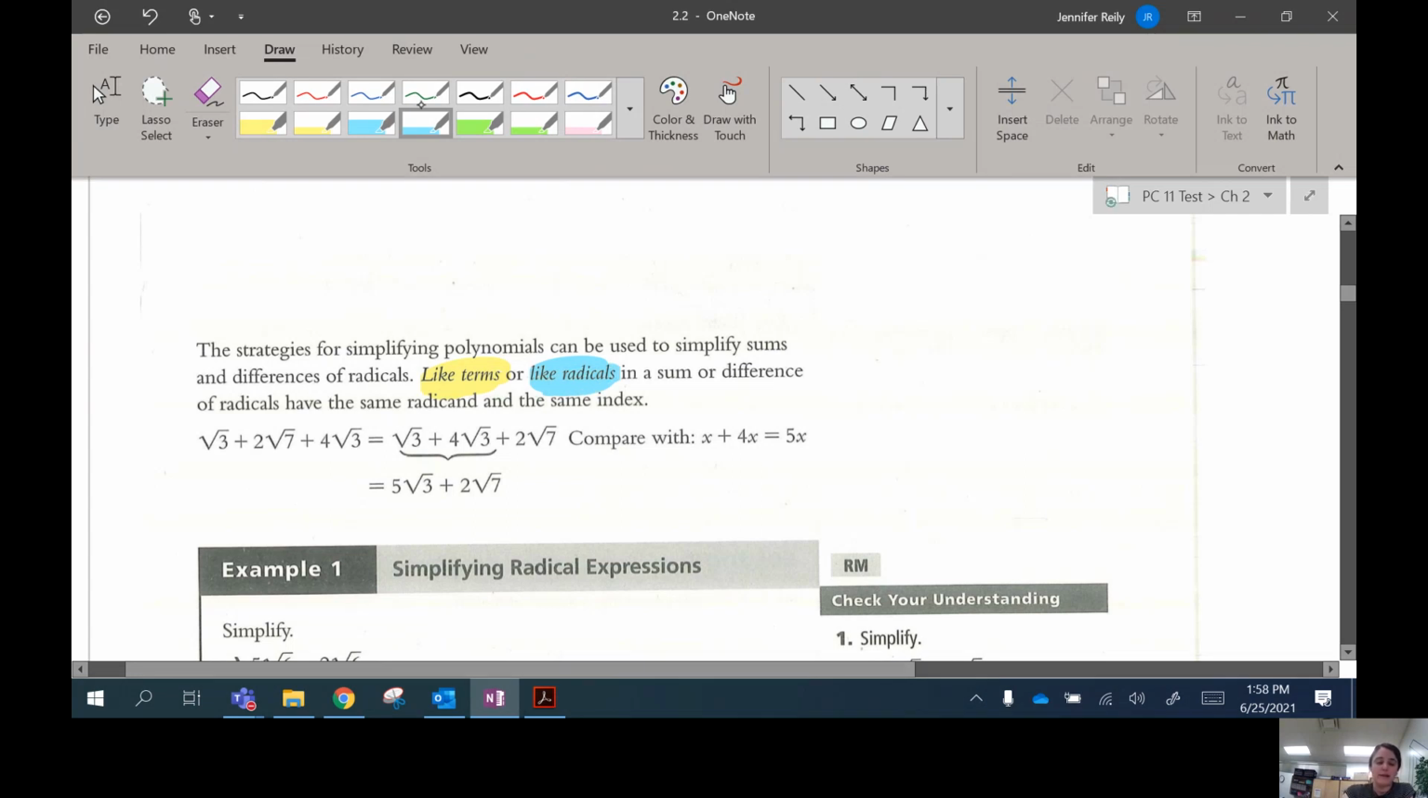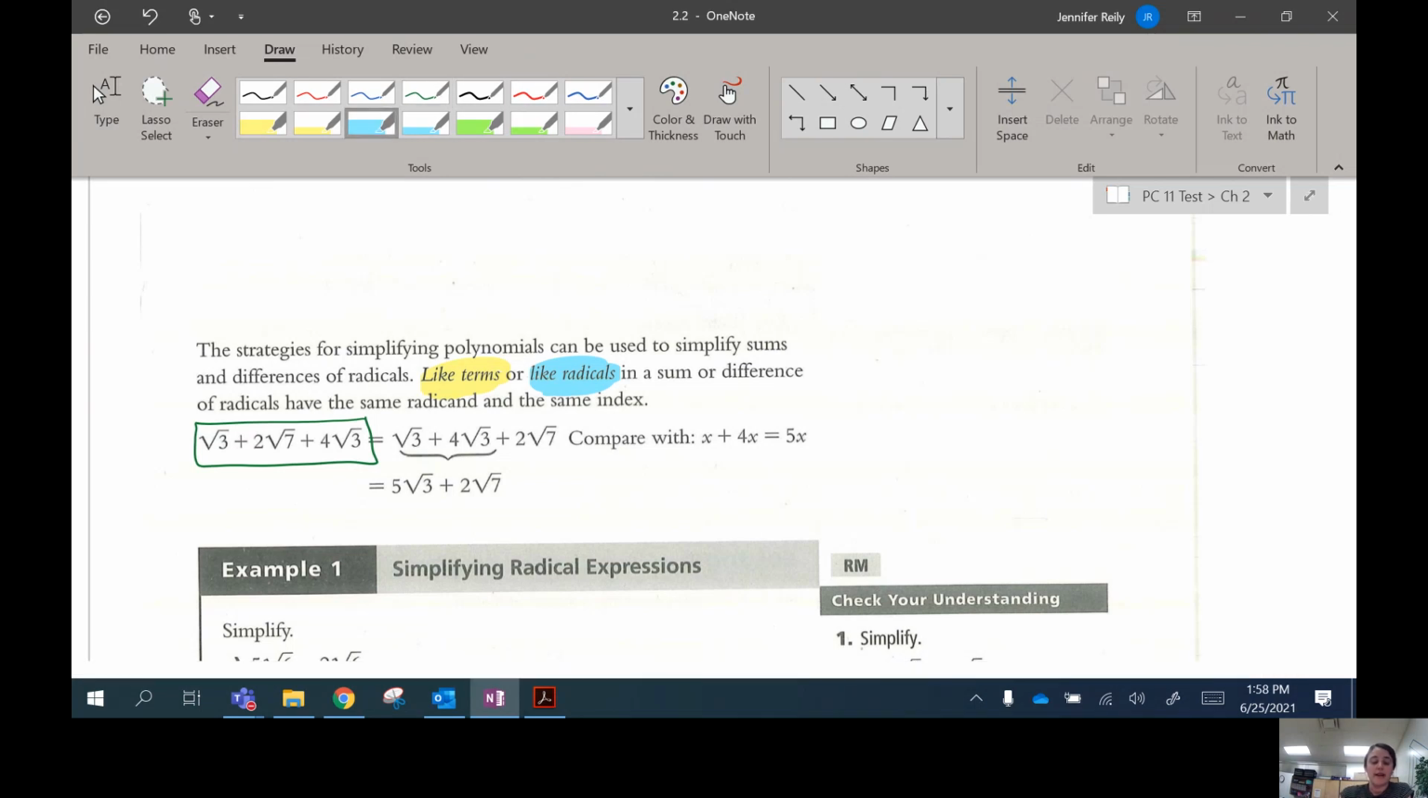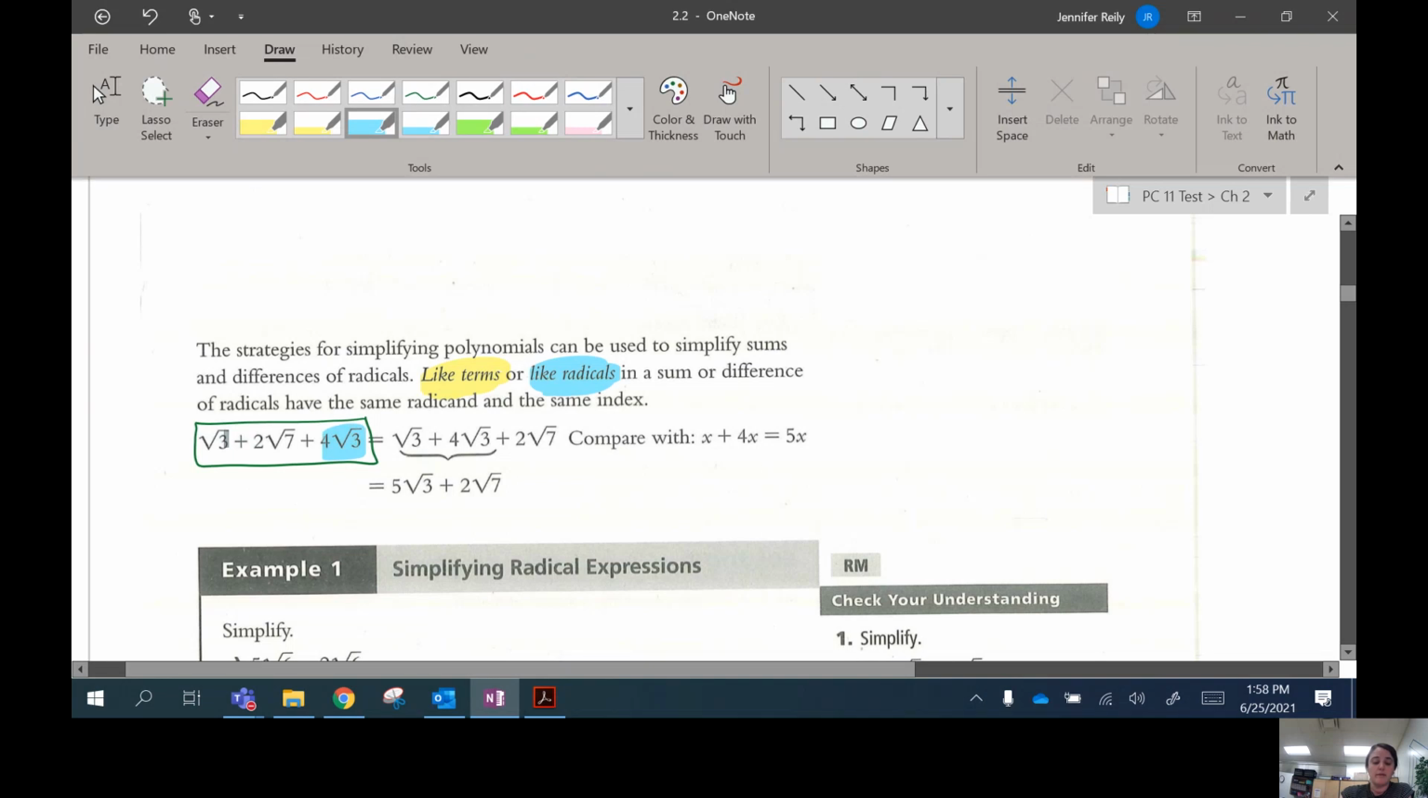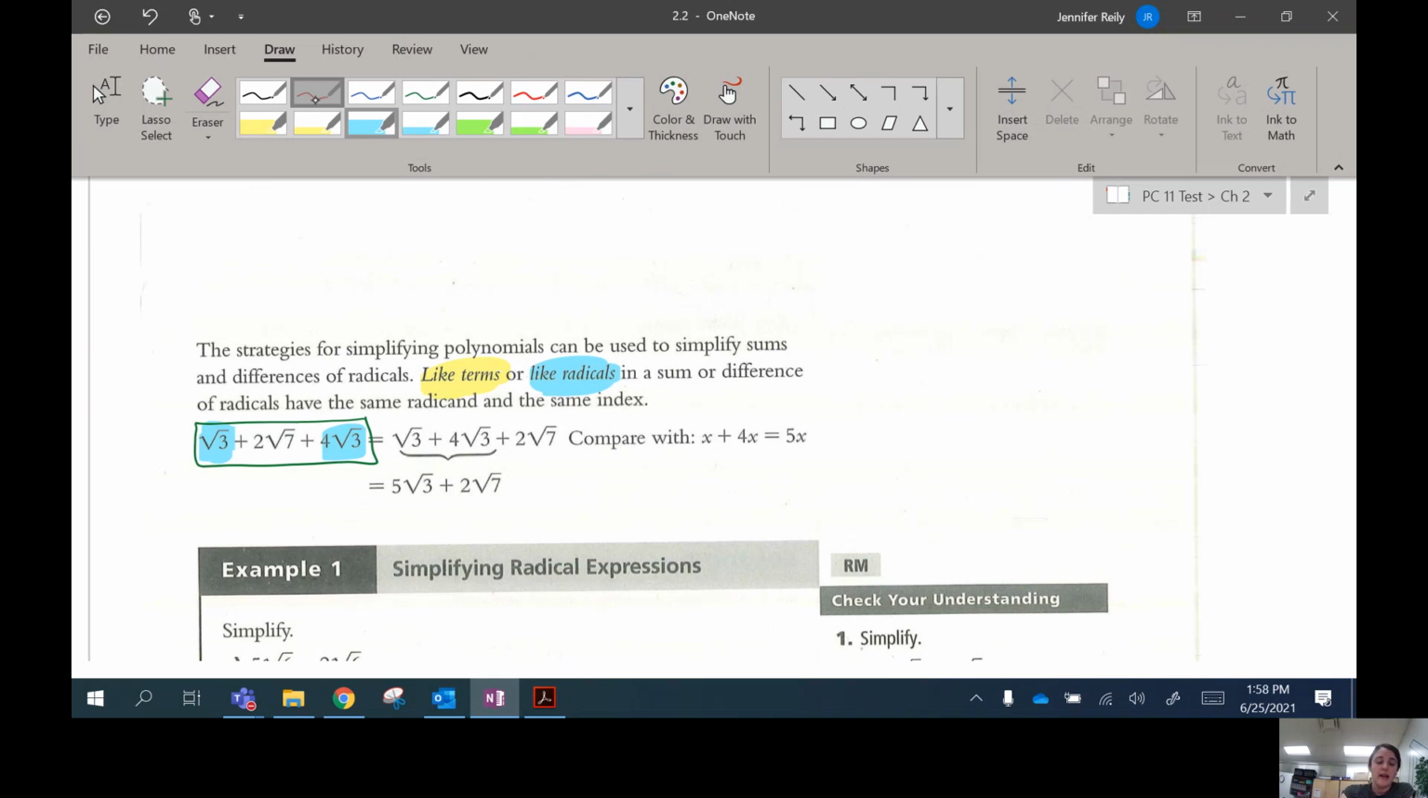So let's say we had this example right here. Square root of 3 plus 2 times square root of 7 plus 4 times square root of 3. The like radicals are the ones that have the same radicand. So this one in blue there and this one in blue here, those are the like radicals. They're not the exact same, but they are the same in that they both have a 3. So what you can do is just add the coefficients, or the numbers that are in front of the square root, together to combine them.